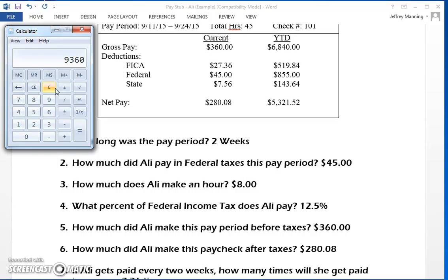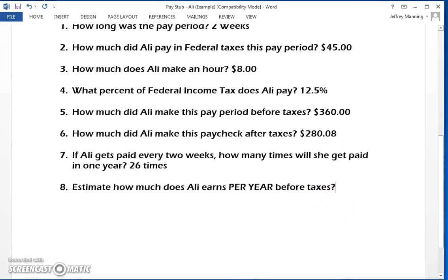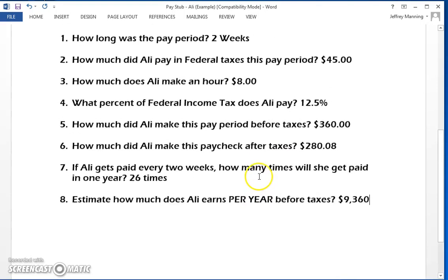$9,360. Now, this is an estimate. You know, Allie gets paid by the hour. She might not always work 45 hours a week. That might fluctuate a little bit. But if she was estimating, she could say that she's going to make about $9,360 in 2015. Okay, so let me put that answer right there. Oh, I forgot it. 9,360. And we are done with this one.